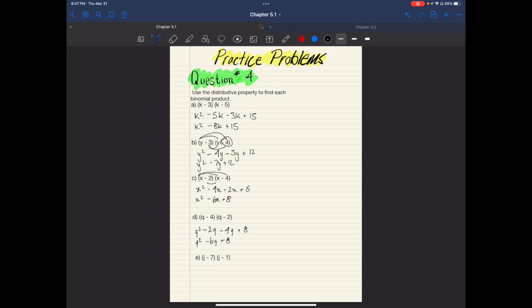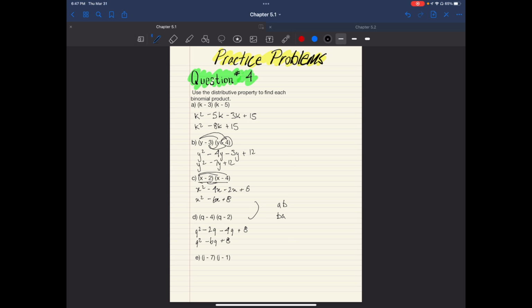So if you notice, the solution is the exact same, except a difference in variable, because we know a times b is the same as b times a. You see here at first it's q minus 4 times q minus 2, and up here we have x minus 2, x minus 4.